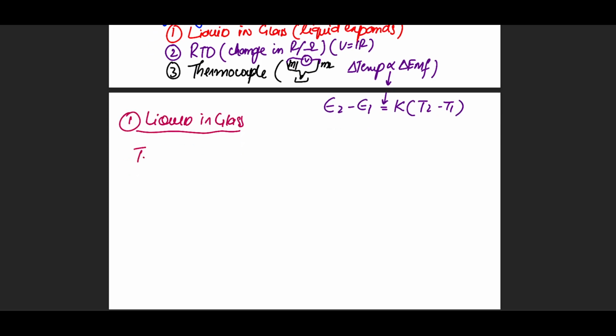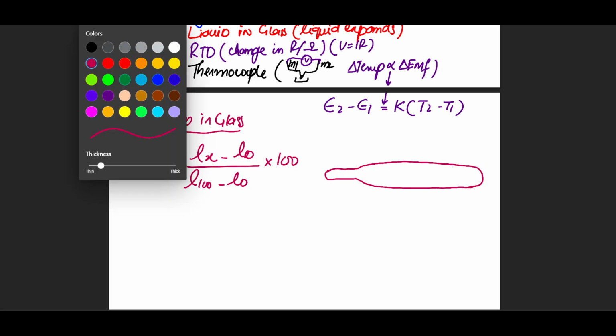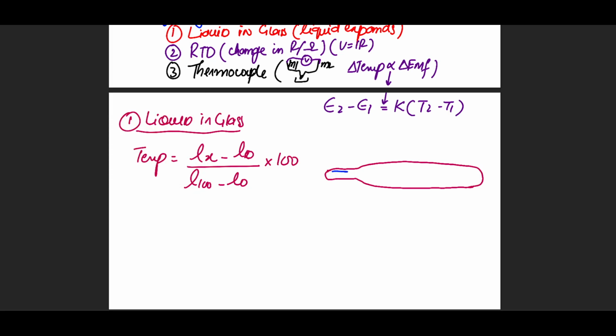So this one basically was temperature is equal to length at point X minus length at 0 degree centigrade, then length at 100 minus length at 0 degree centigrade multiplied by 100. So if we had a thermometer that looks like this, for example, and it is filled, let's say, with mercury or any other thermometric liquid, right?